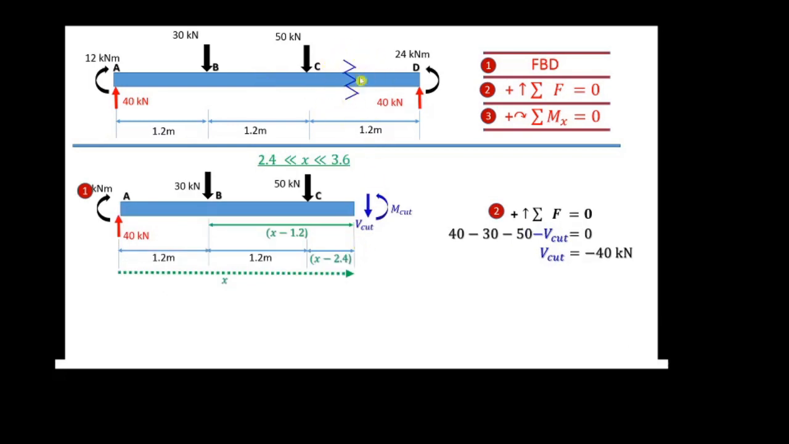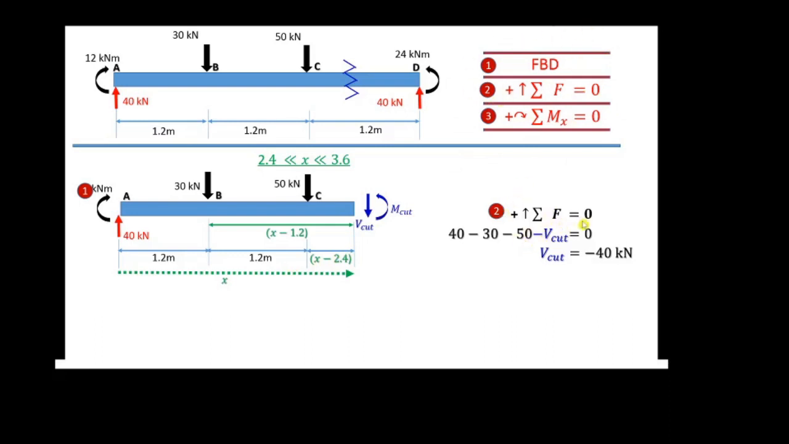The third section is from 2.4 to 3.6. So we just do an empty cut here. We don't store the value from A to cut, we just name it as X. Then we just follow the three main steps.